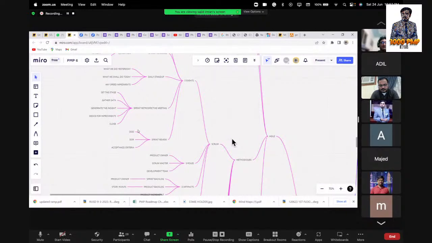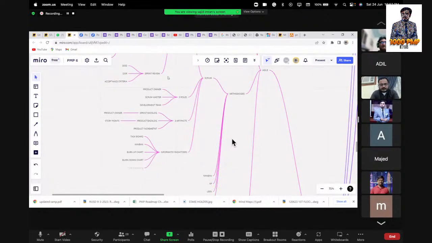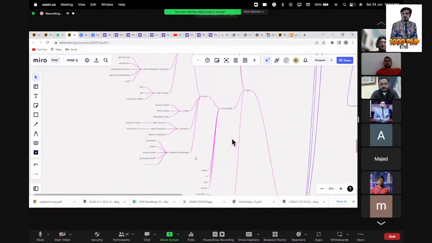There are different methodologies of Agile like Scrum, Lean, Extreme Programming. So under Scrum, we are discussing all of this. There are 3 roles: product owner, Scrum Master, development team. There are 3 artifacts of Scrum: product backlog, sprint backlog, product increment. There are different information radiators under Scrum like task board, Kanban, burn chart, burn down chart, and things like that.